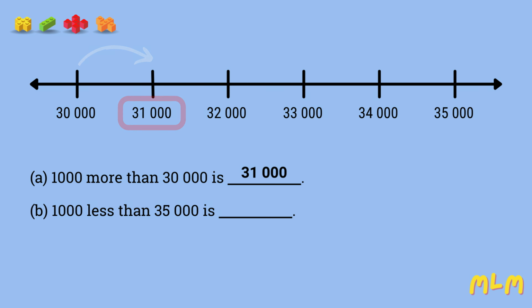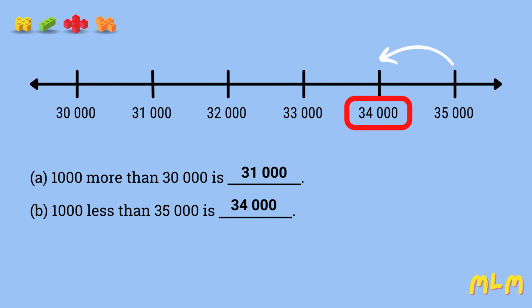Let's complete the sentence. 1,000 less than 35,000 is blank. Count back from 35,000 in steps of 1,000. 1,000 less than 35,000 is 34,000.